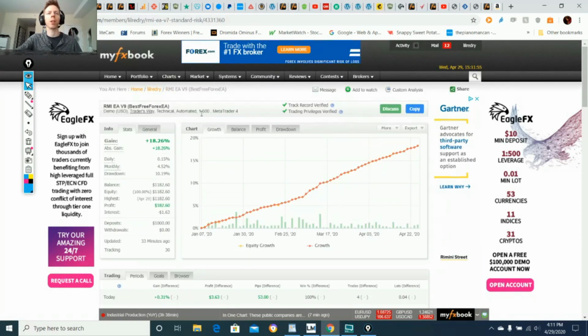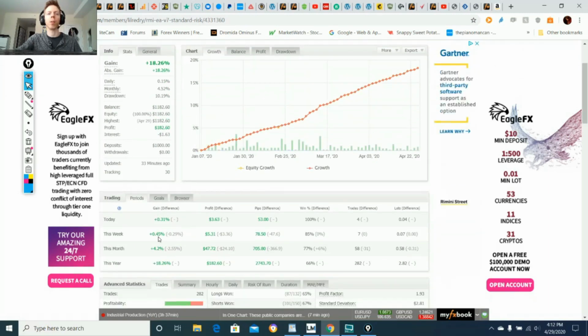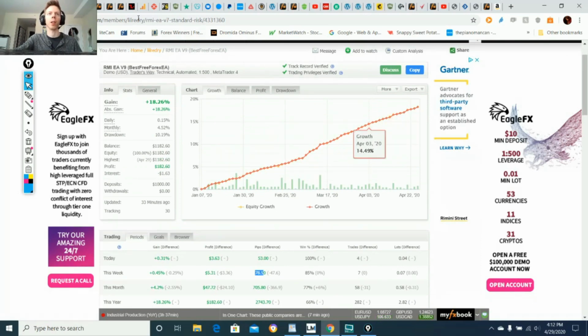All right, so the 500-to-1 leverage account at Traders Way, version 9, same EA, has done really well at 0.45%, so almost 0.5%, 78 pips, 85% win rate, with seven trades overall. All right, so straight profit on that, looking really good.